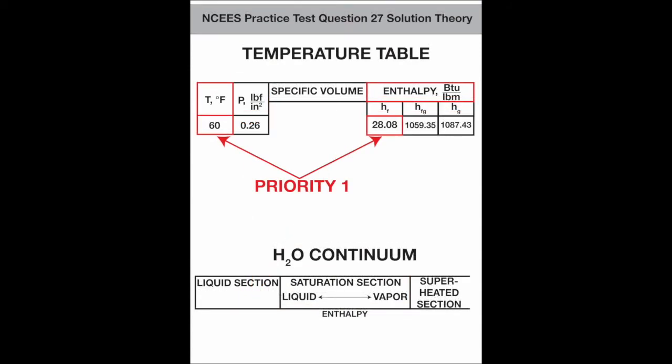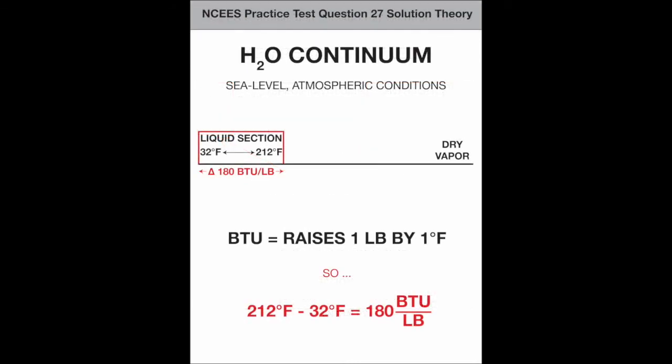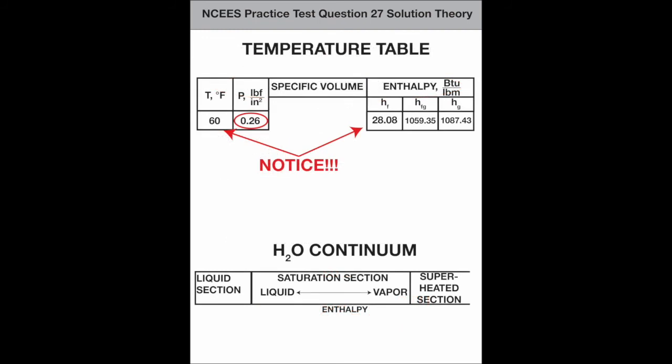Notice how you can check priority 1 with what was stated earlier regarding the sensible heat region of the continuum. Remember the subtraction of temperatures based on the definition of BTUs? That is, 212 minus 32 equals 180 BTU per pound. Substitute that for the 60 degrees in the problem, and you get 60 minus 32 equals 28 BTU per pound. Remember, this is only valid for sea level pressure.